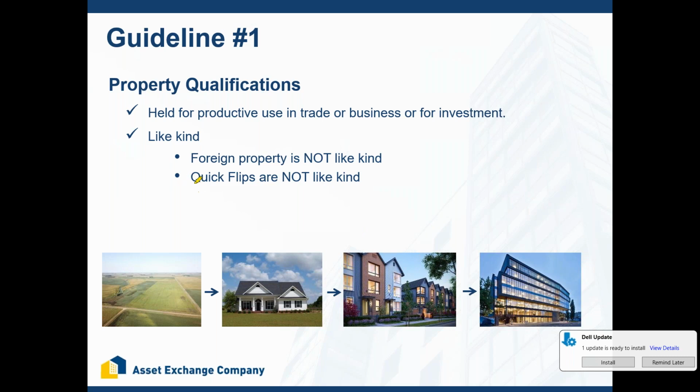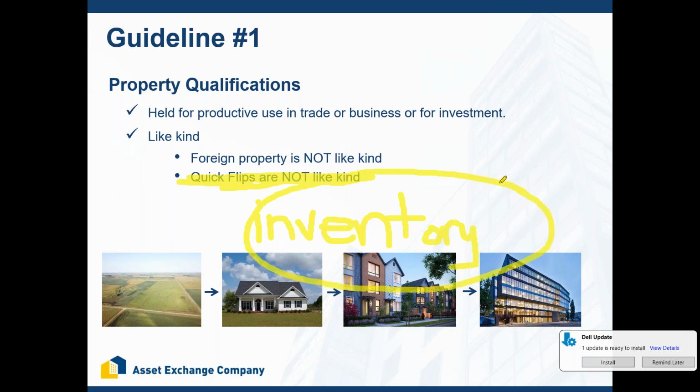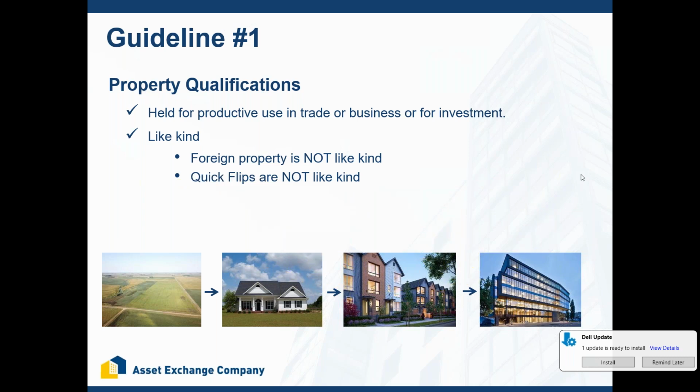And then the second thing I want to talk about is quick flips. All right. Quick flips are not exchangeable. And the reason why, ladies and gentlemen, is because the tax code specifically prohibits inventory from being exchanged. All right. Inventory is something that you buy with a specific intent to sell to someone else. So if you buy a building and you spend 3 months fixing it up and then you immediately put that property on the market, that's inventory.